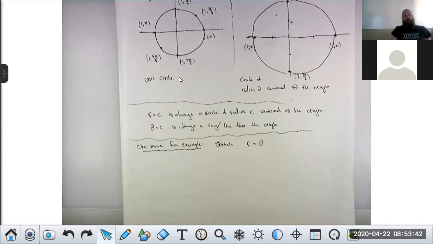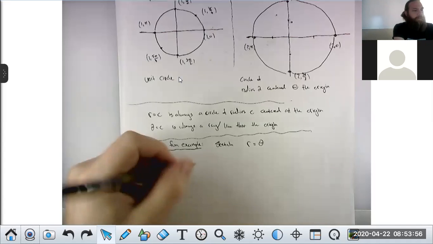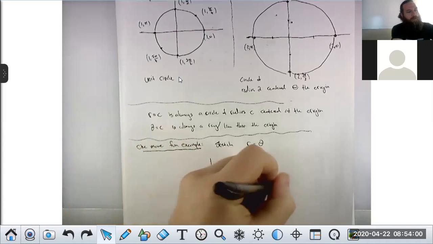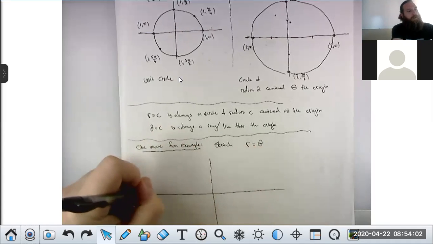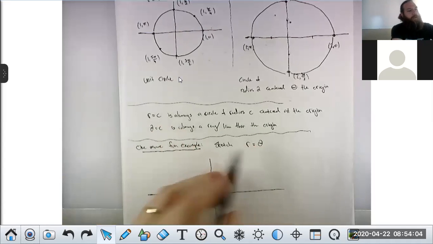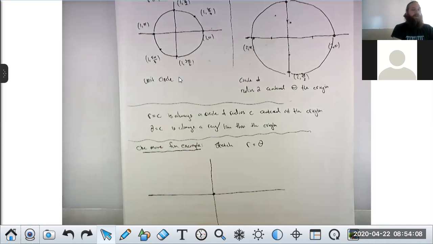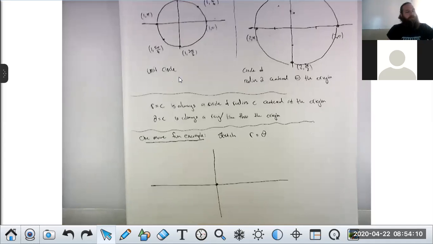So if r equals a constant is a circle of radius that constant, then r equals theta is trying to do something similar, but as theta increases, r increases as well. So let's find some points that are on this graph. When theta is 0, r is 0. So the point 0, 0 is on the graph there. Anytime r is 0, you're at the origin.